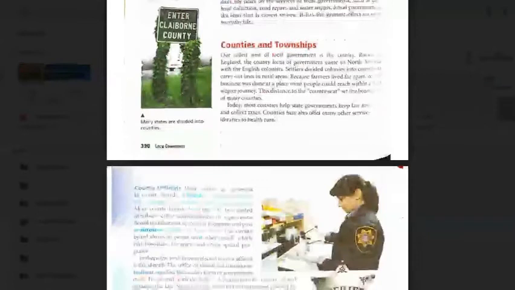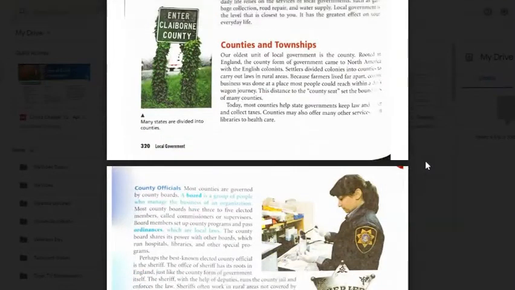Counties and townships. Our oldest unit of local government is the county. Rooted in England, the county form of government came to North America with the English colonists. Settlers divided colonies into counties to carry out laws in rural areas. Because farmers lived far apart, county business was done at a place most people could reach within a day's wagon journey. This distance to the county seat set the boundaries of many counties. Today, most counties help state governments keep law and collect taxes. Counties may also offer many other services, from libraries to healthcare.